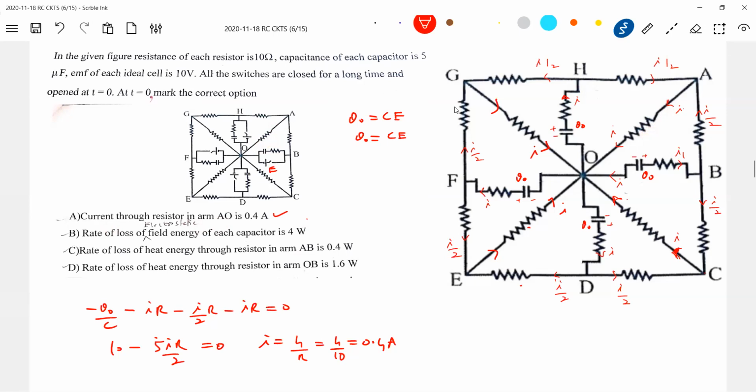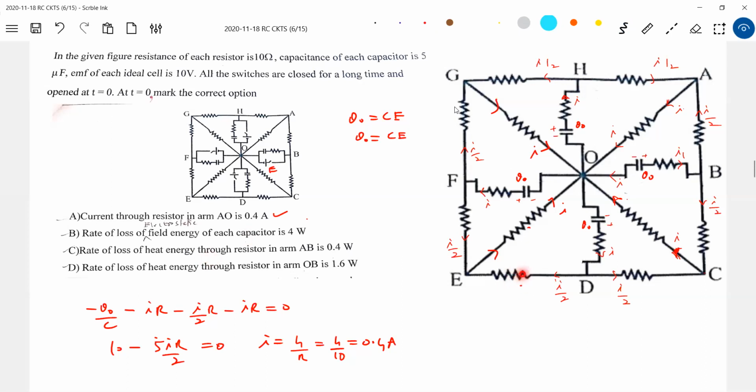Then the rate of loss of electrostatic field energy of each capacitor. What do you mean by that? Of each capacitor. Rate of loss of energy. So shall we go for the charge at any time t? Okay, we'll do one thing. Skip option B, come to option C.